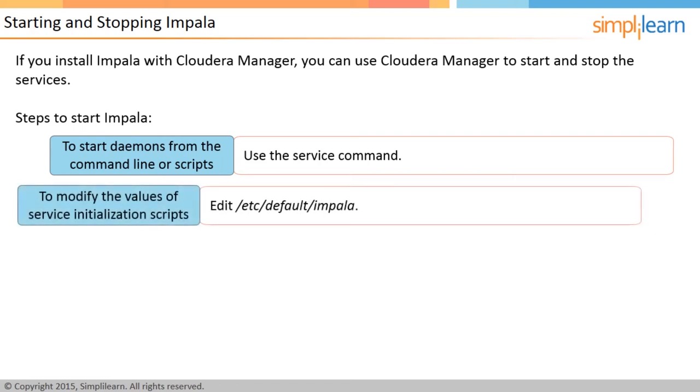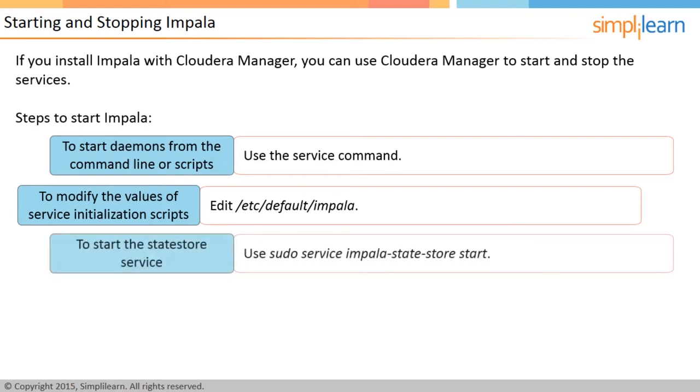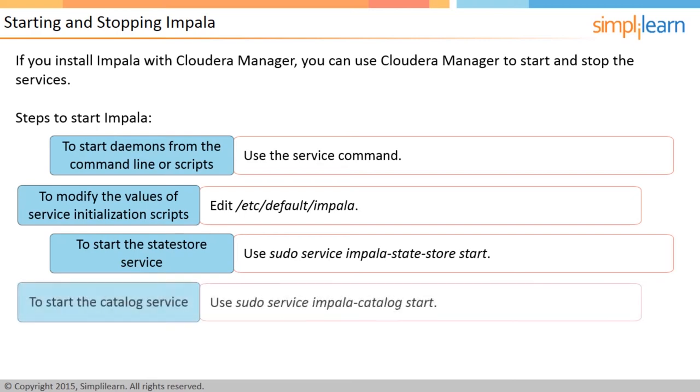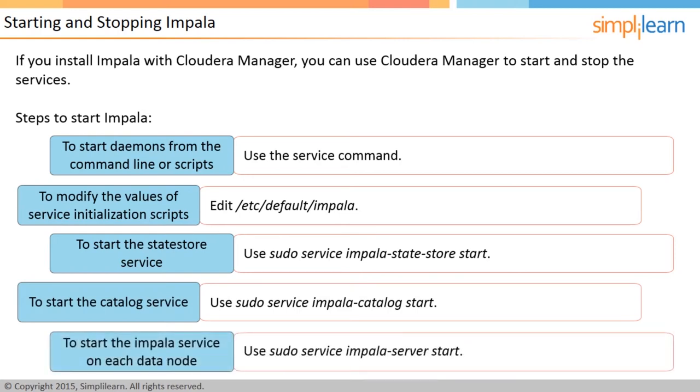You can modify the values of the service initialization scripts when starting the State Store and Impala by editing /etc/default/impala. Start the State Store service using a command such as sudo service impala-state-store-start. Start the catalog service using a command such as sudo service impala-catalog-start. Start the Impala service on each data node using a command such as sudo service impala-server-start. In the next screen, we will look at a demo on starting Impala.